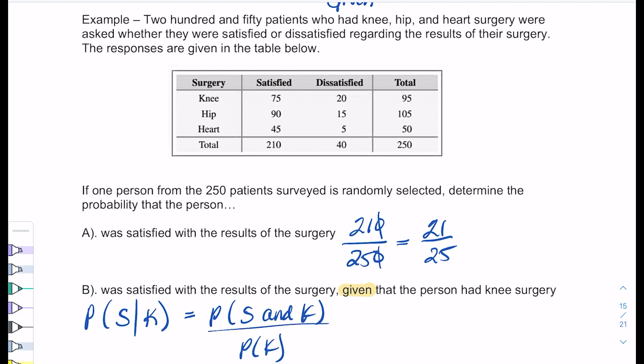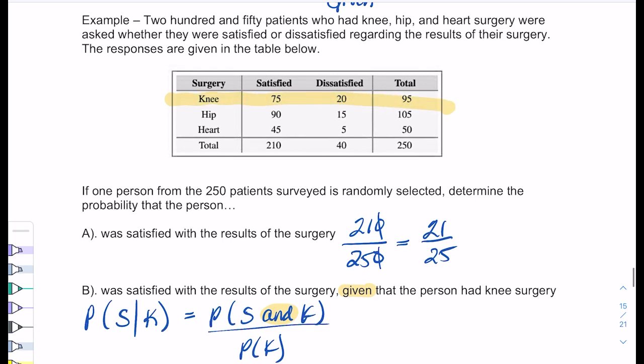So we're going to use our table to figure this out. The first thing I want to look at is satisfied and knee surgery. So I'm looking at where they intersect. I'm going to go to knee surgery and go straight across, and I'm going to go to satisfied and go straight down. Where do they intersect? Right there at 75. So that would be 75.